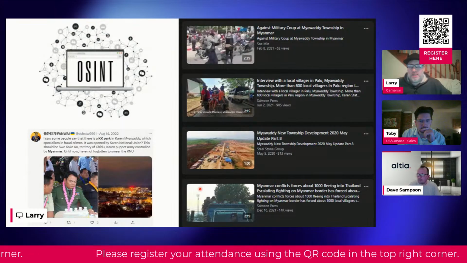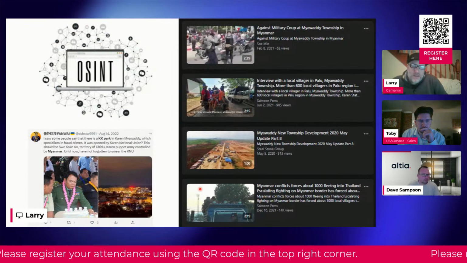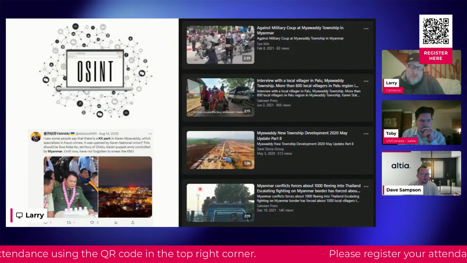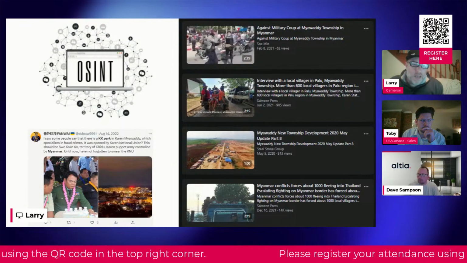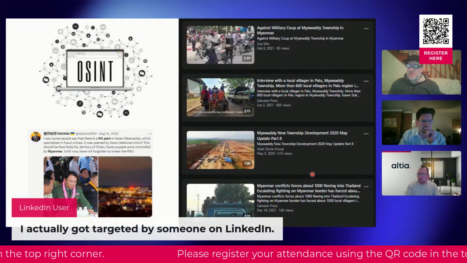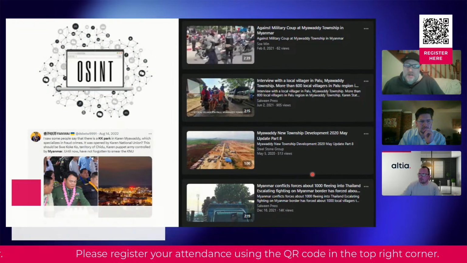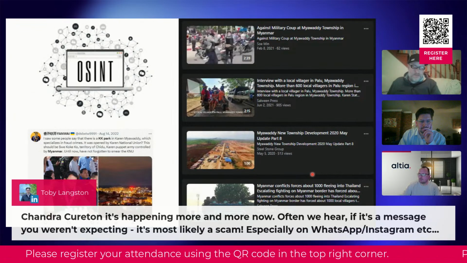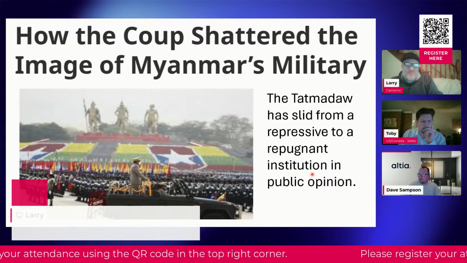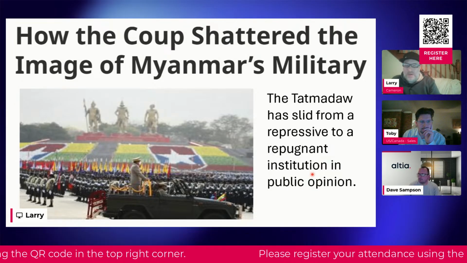The military in Myanmar took over the government. It's called a coup, C-O-U-P, because the government wanted to shut down these special economic zones, which were used for the scamming. Once I started going through this and seeing a lot of the information, I kind of put two and two together. The military owns 30% of the profits coming out of the KK Park compound, and that's why the coup happened. So they slid from a repressive to a repugnant institution in public opinion. Nobody likes the Myanmar military.